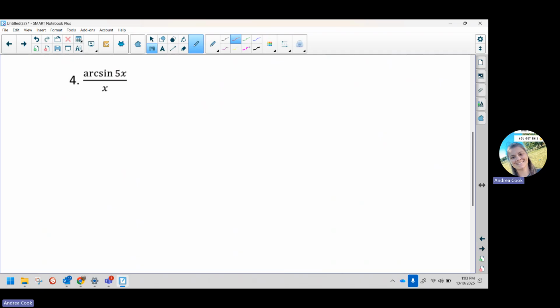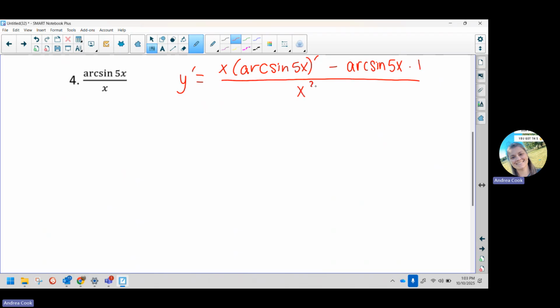Okay, this one's a little bit different because we have a function divided by a function. So the big picture is quotient rule. When I find the derivative of this expression, I'm going to be doing quotient rule. So low d high, I'm going to write this as arc sine 5x prime, the derivative of that, minus high d low, all over low low.